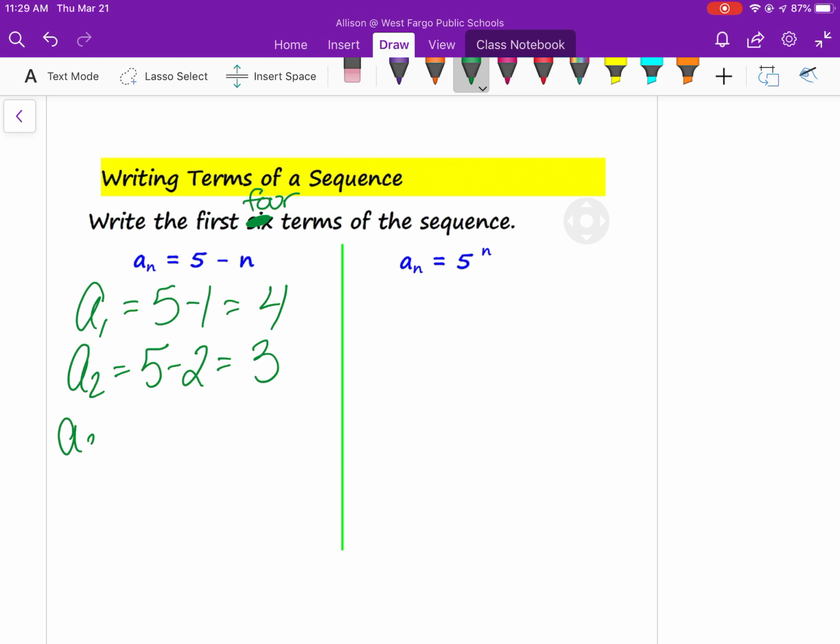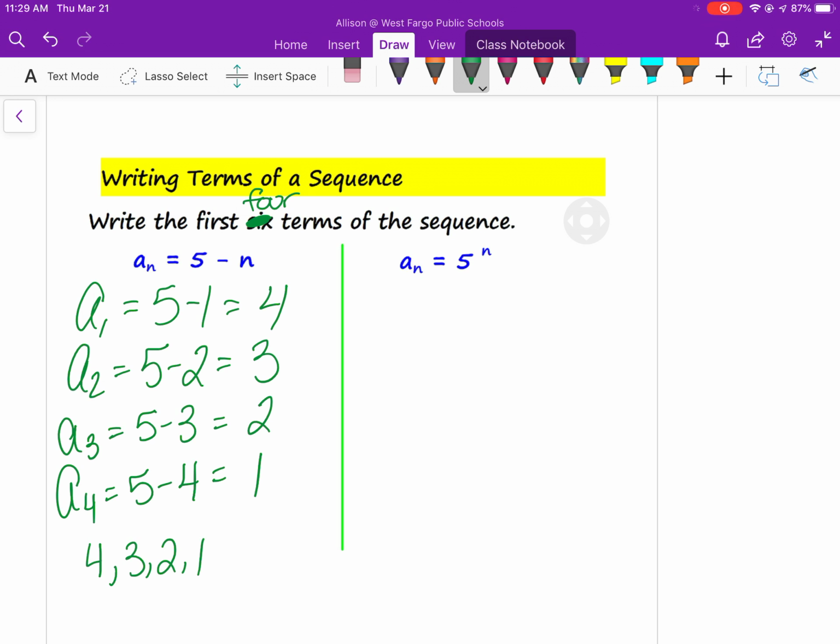My third term, or a sub 3, would be plugging in 3. My third term is 2. My fourth term in the sequence, I would get by plugging in 4. So my first 4 terms are 4, 3, 2, 1. And I could continue that sequence on using that rule. And those 4 terms are denoted by a sub 1, a sub 2, a sub 3, and a sub 4.